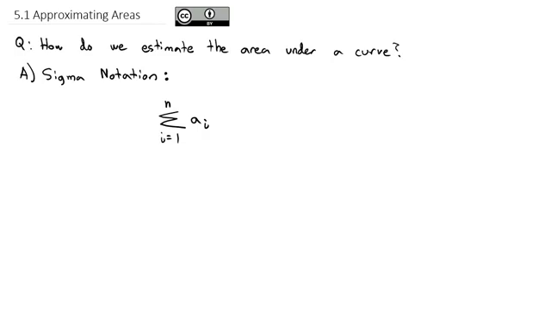And what this tells us, the sigma says that we are going to add a bunch of things together. What we're going to add together is this function. The way we're going to do it, though, is the variable i is going to keep changing. i is going to start at whatever the bottom number is, and end at whatever the top number is.